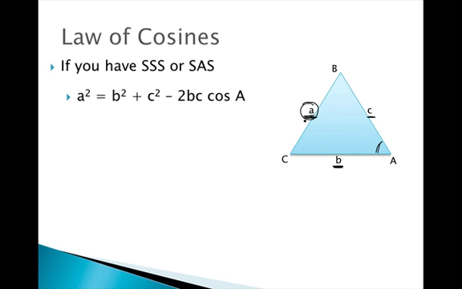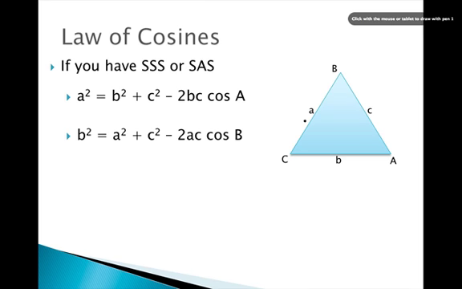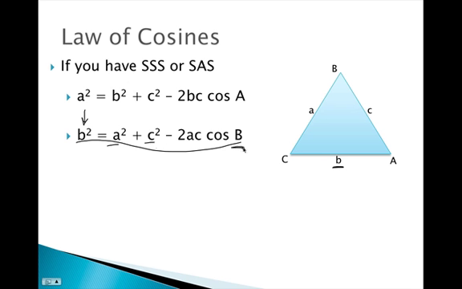So we have variations of this formula just given whatever pieces of information we have. So for example, if instead we had the side length of a and the side length of c and the angle B, then we would be able to solve for the side length b squared over here. So you can see that these formulas are very similar. It just depends on what pieces of information you have. So here we're solving for b squared, or for side length b, we have a, c, and angle B.